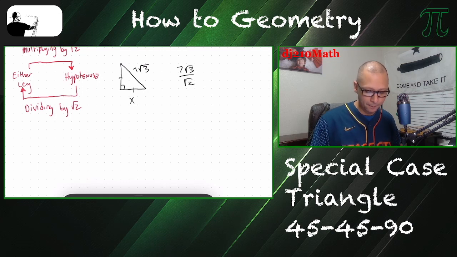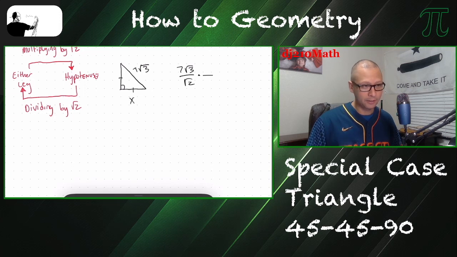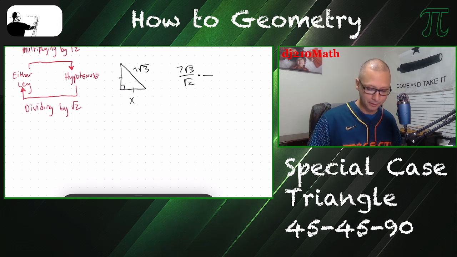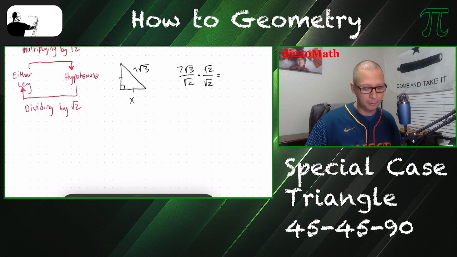rationalize the denominator. So I'm going to multiply the fraction by 1, right? Because I can multiply 1 times anything and not change the value. So the trick is that whatever radical is in the denominator, I'm going to multiply that fraction by that radical, top and bottom. So the bottom is root 2, so I'm going to multiply by root 2 over root 2. All right, and we multiply straight across, top times top, bottom times bottom. So root 2 times root 2 in the denominator.